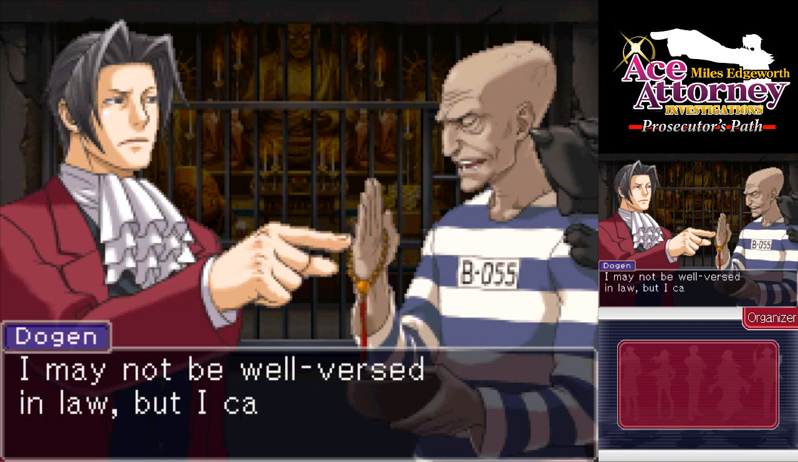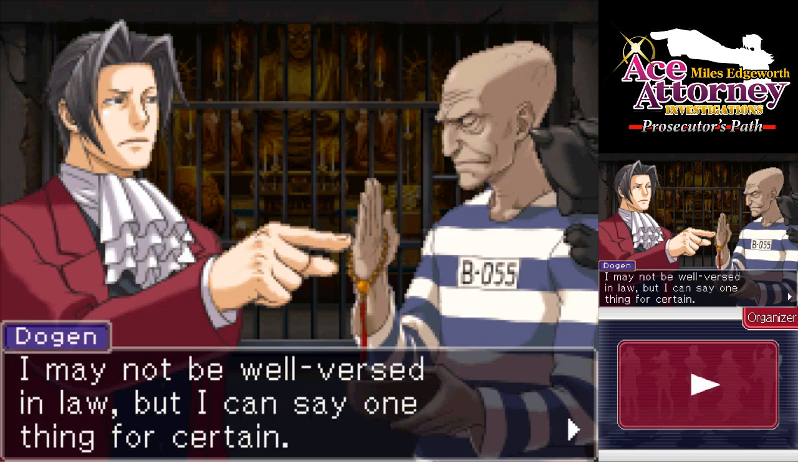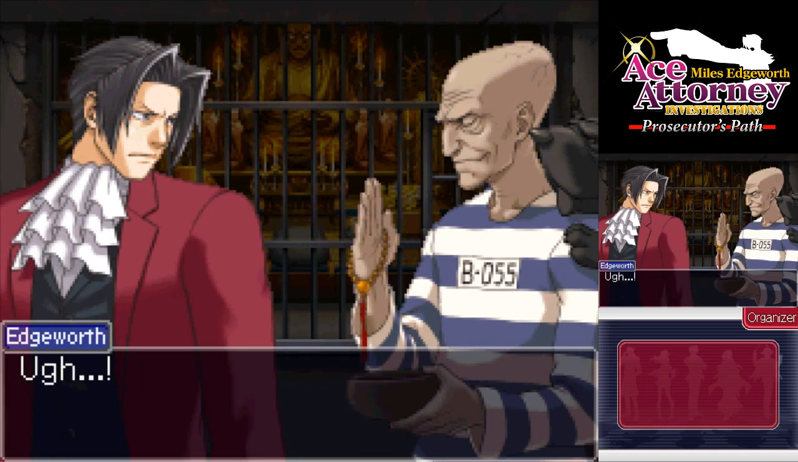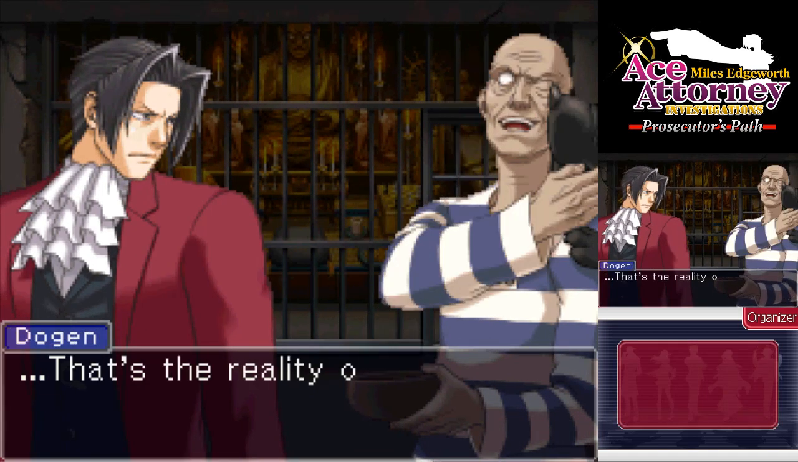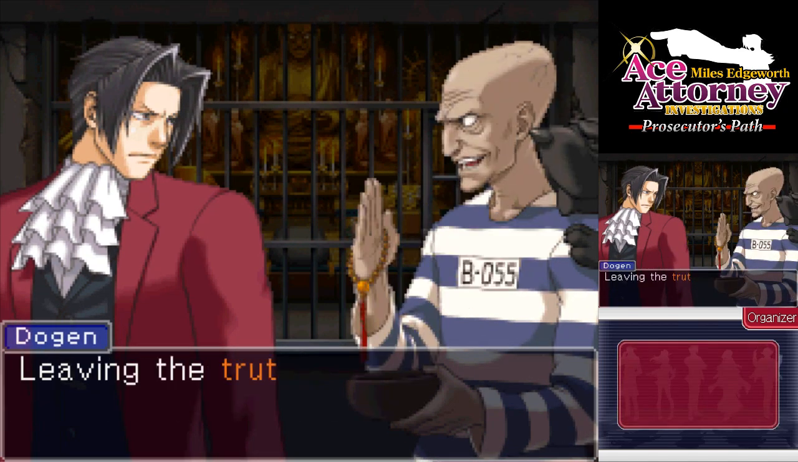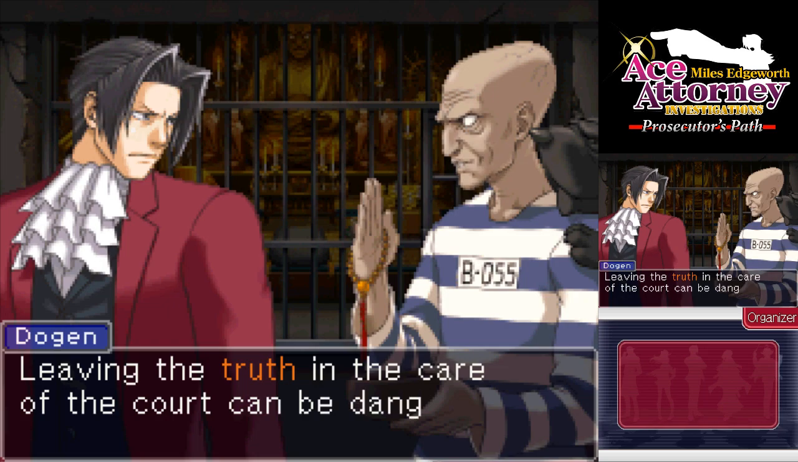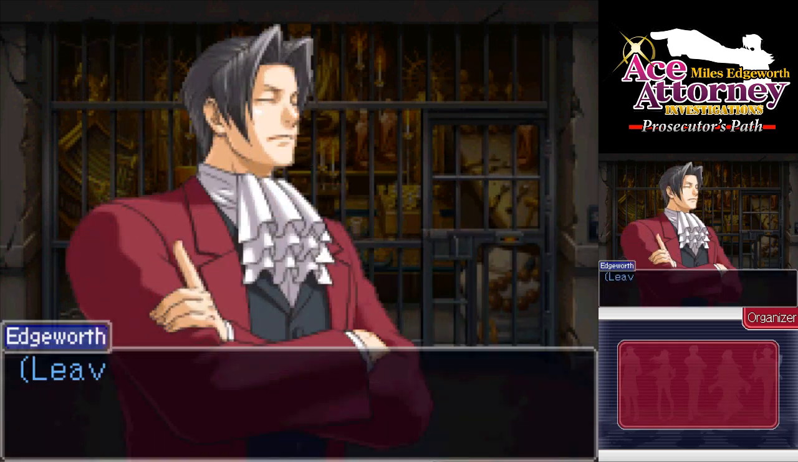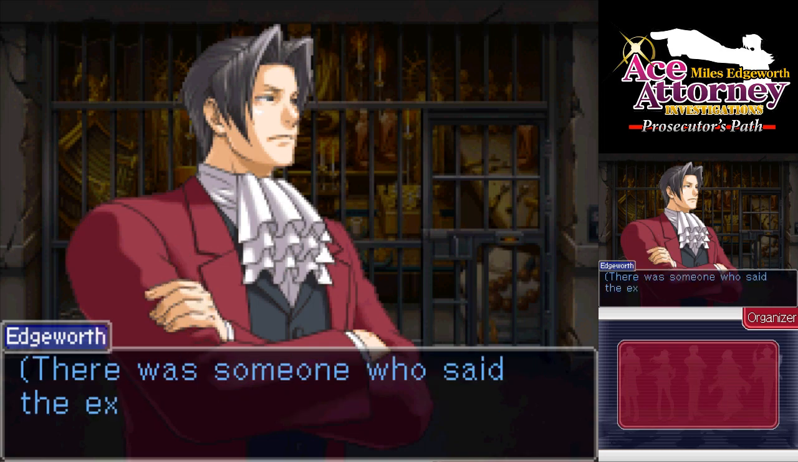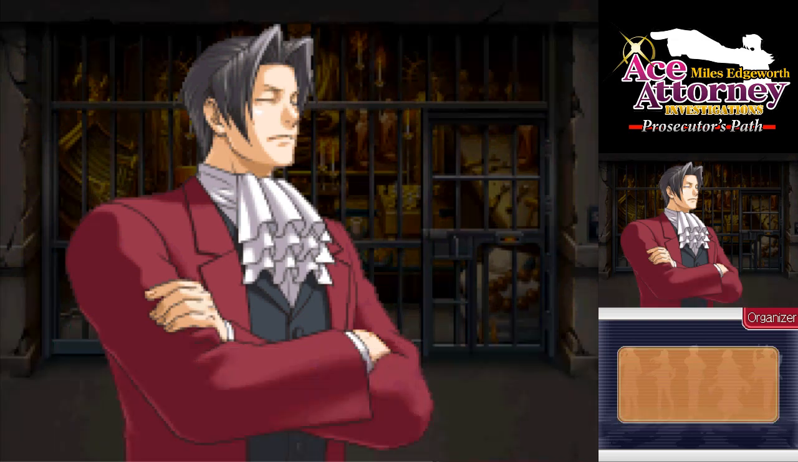I may not be well versed in law, but I can say one thing for certain. Some of the prisoners here were convicted on false charges. That's the reality of it. Right, Anubis? Right, boy? Leaving the truth in the care of the court can be dangerous. Leaving the truth in the care of the court is dangerous? Huh. There was someone who said the exact same thing before.